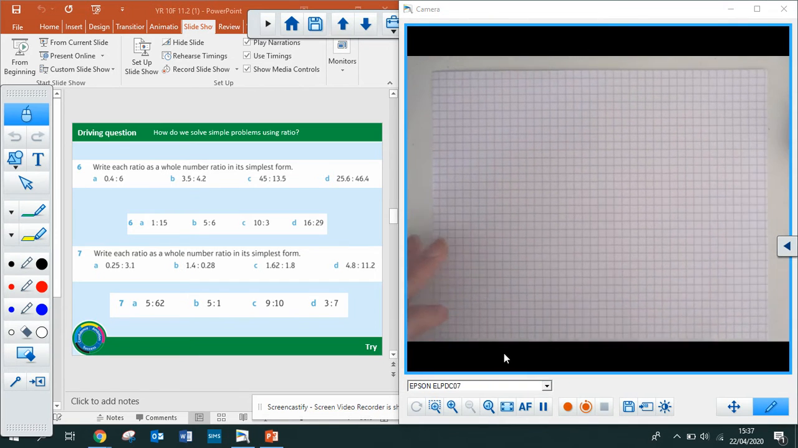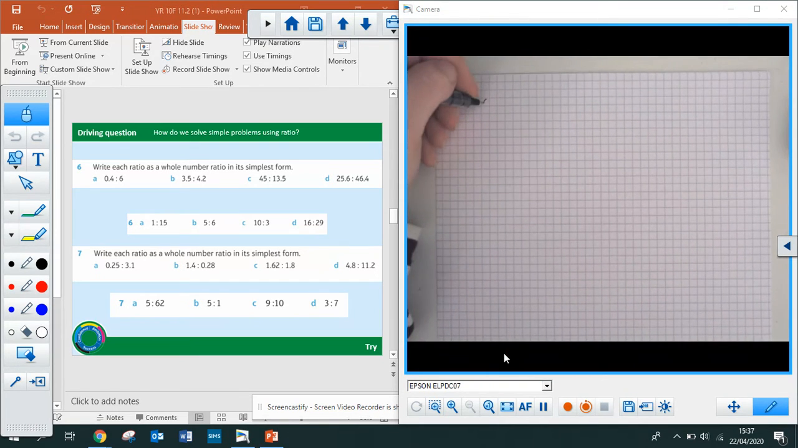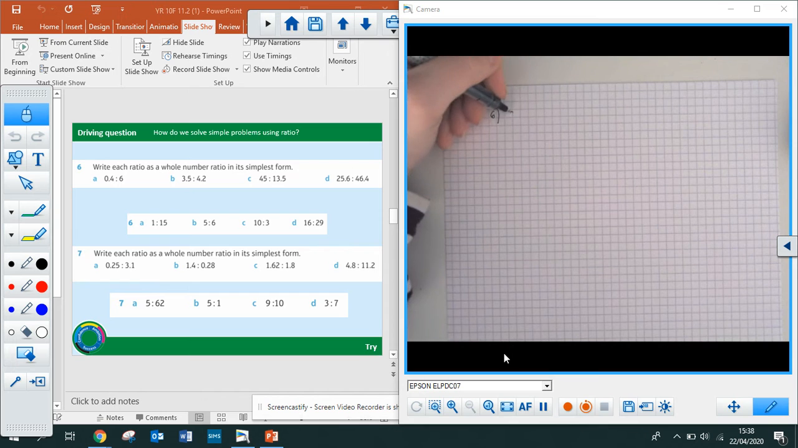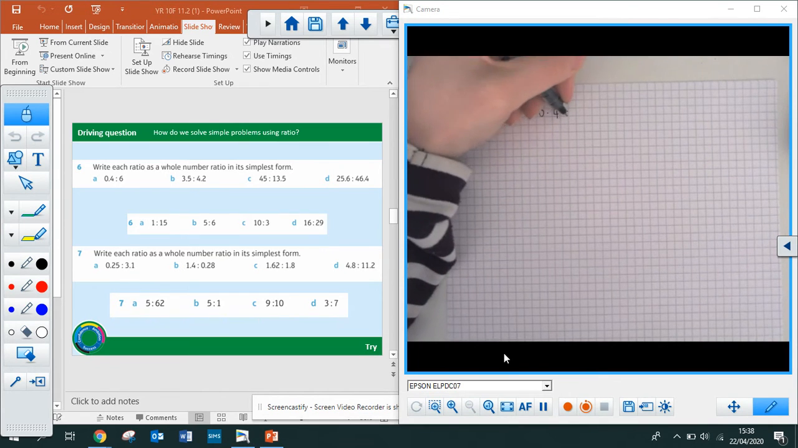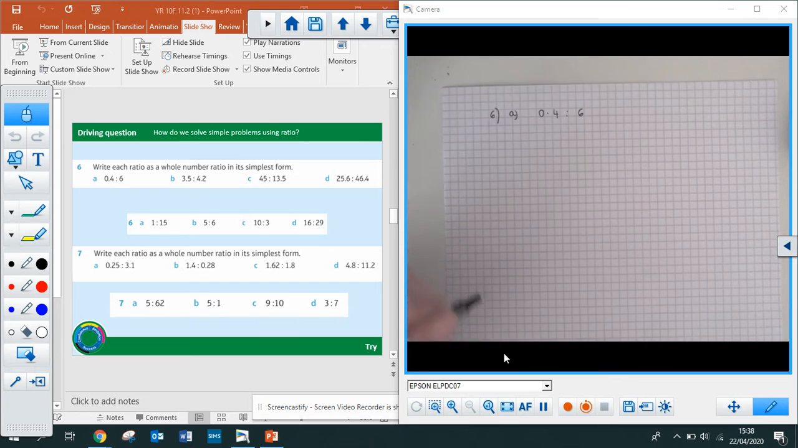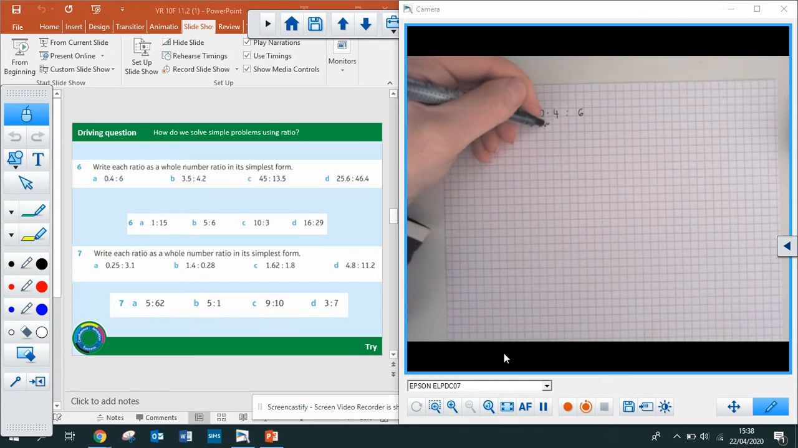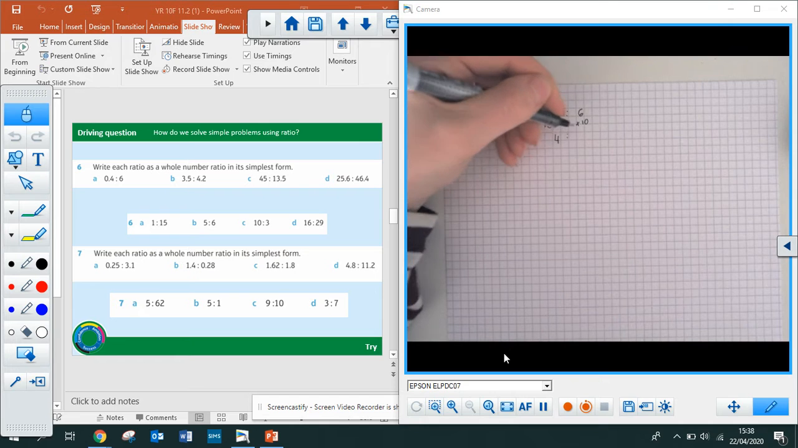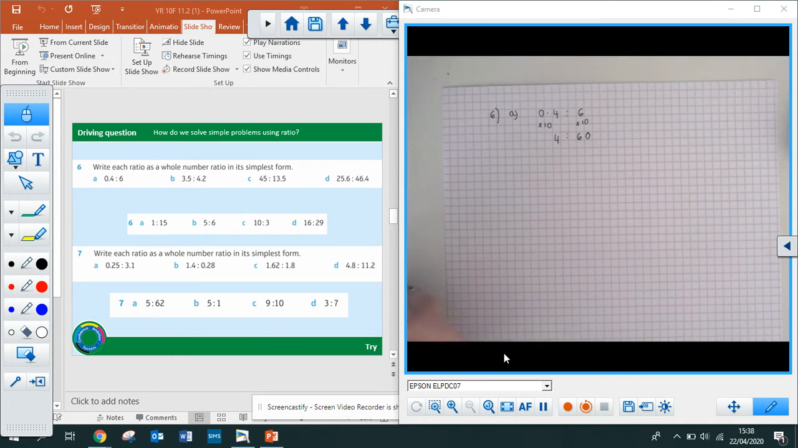Okay, so question 6 first. Question 6 says, write each ratio as a whole number ratio in its simplest form. Okay, so start with part A. We have 0.4 to 6 as our ratio. As before, I'm going to multiply both sides by 10 to get rid of my decimal number there, and I'll be left with the equivalent ratio of 4 to 60.